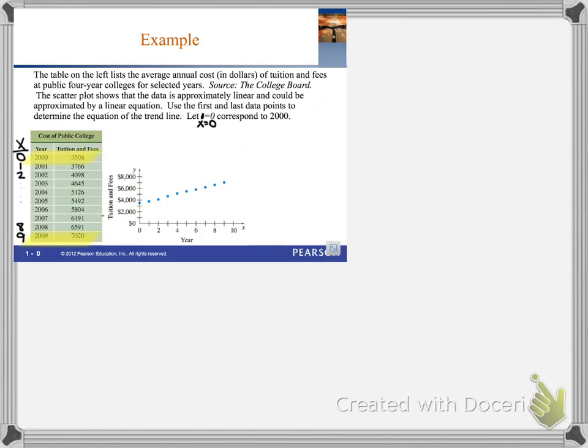Anytime you have a word problem, especially if you get stuck on these, my first recommendation is always to make a list for yourself. What does x represent and what does y represent? So in this case, x is our years since 2000, and y is representing the dollar amount for our tuition. And like I said, especially if you get stuck on these things, take the moment to write that down so you remember what each variable represents.